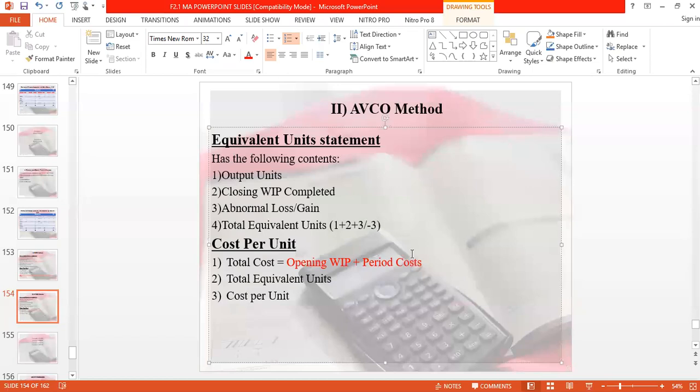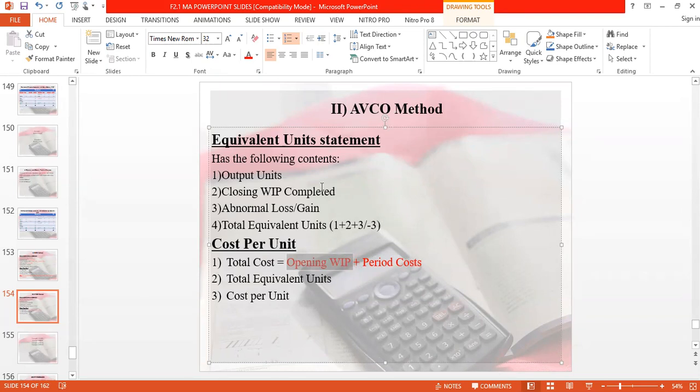And then total equivalent units, you have got it from that step there. So next we get cost per unit. It is very close to what we covered yesterday under closing work in progress. The only difference is this opening work in progress. So why don't we look at a number of examples and we do that with AVCO. So let's go to examples.